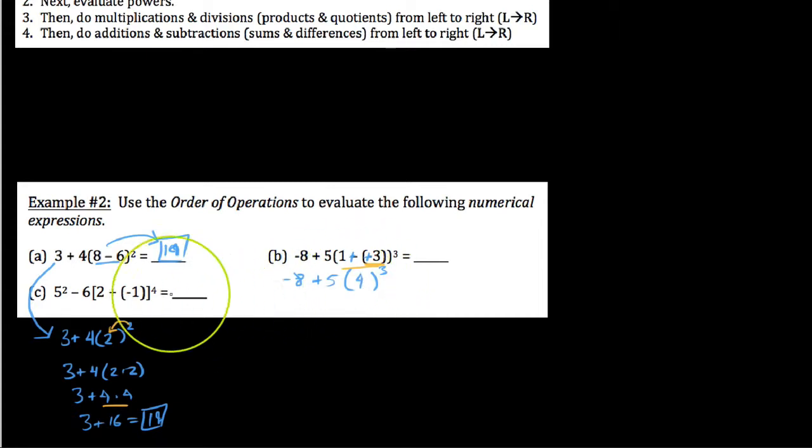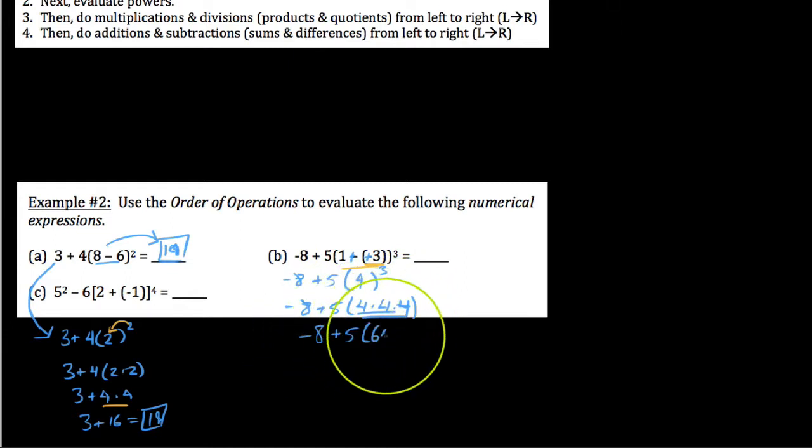And now next, again, just like our last expression, we have to do our exponents next. We say -8 plus 5 times 4 to the third. So we say 4 times 4 times 4. With exponential things, when in doubt, write it out. I know it's cheesy, but we say 4 times 4 is 16, and 16 times 4 is 64. So now we have negative 8 plus 5 times this 64.